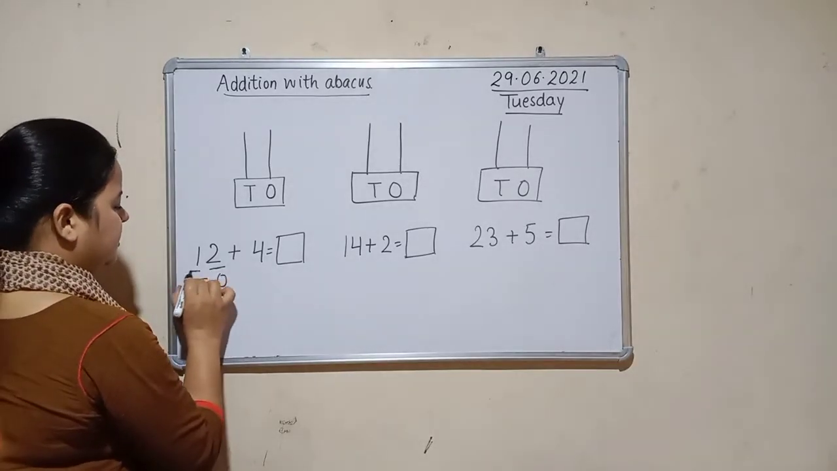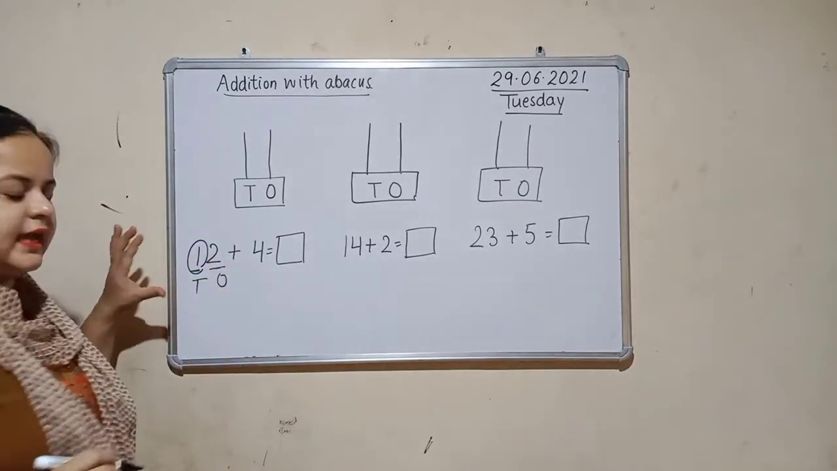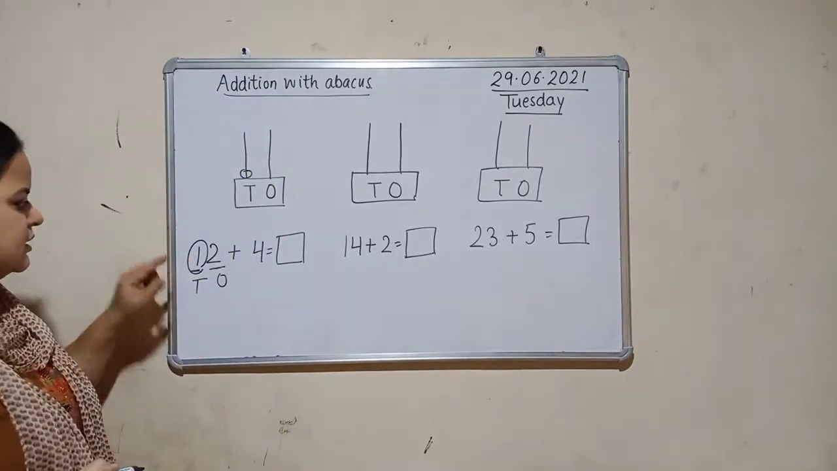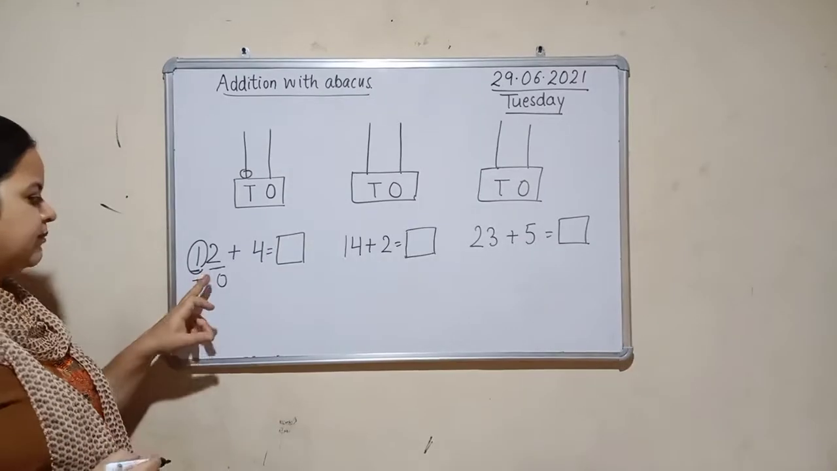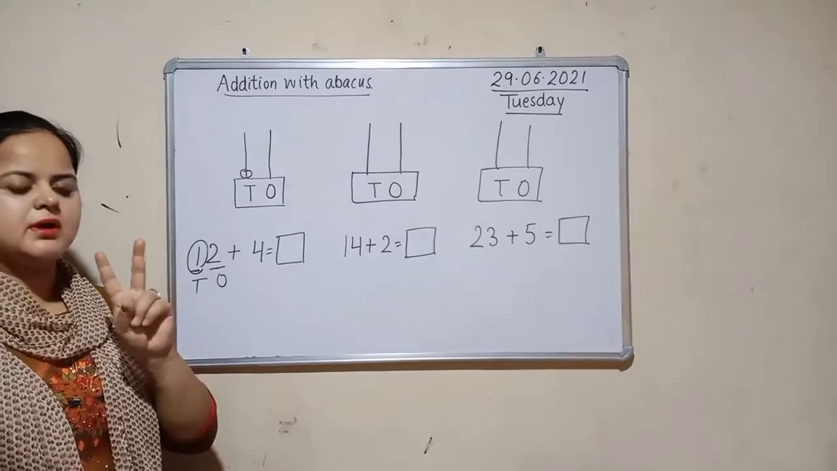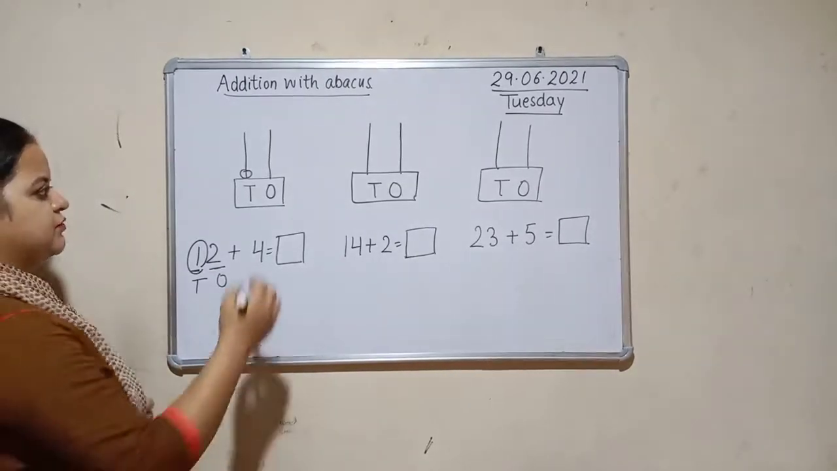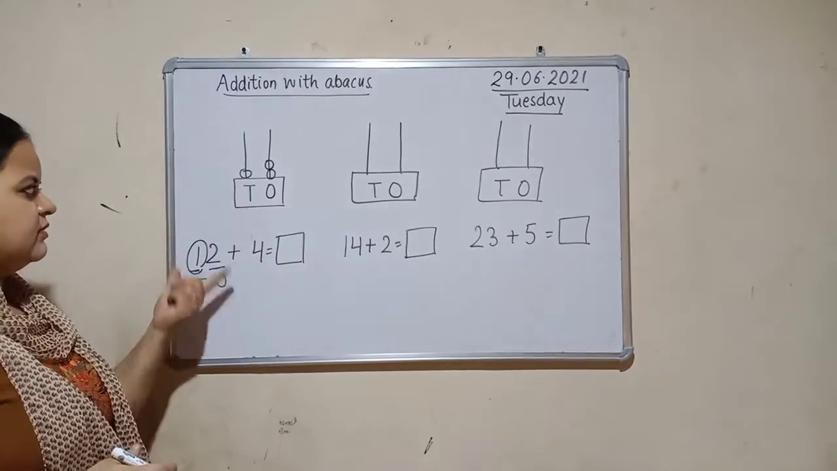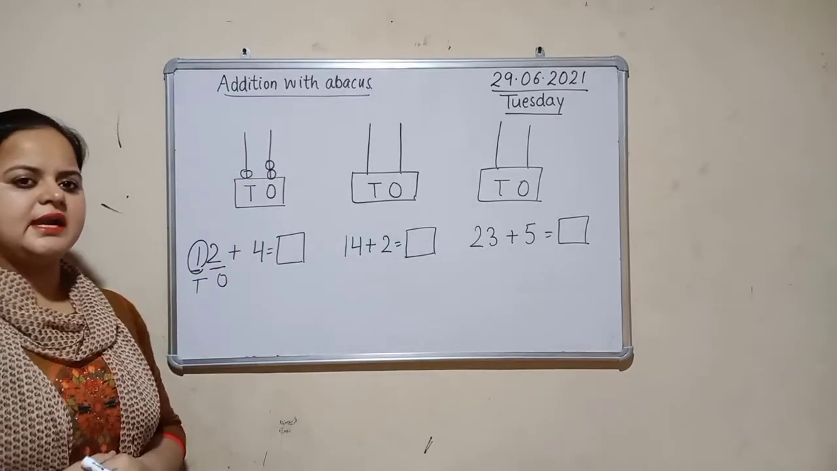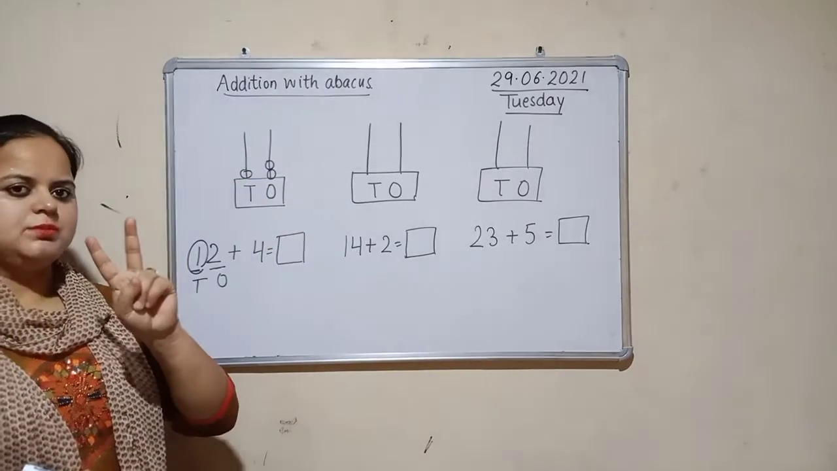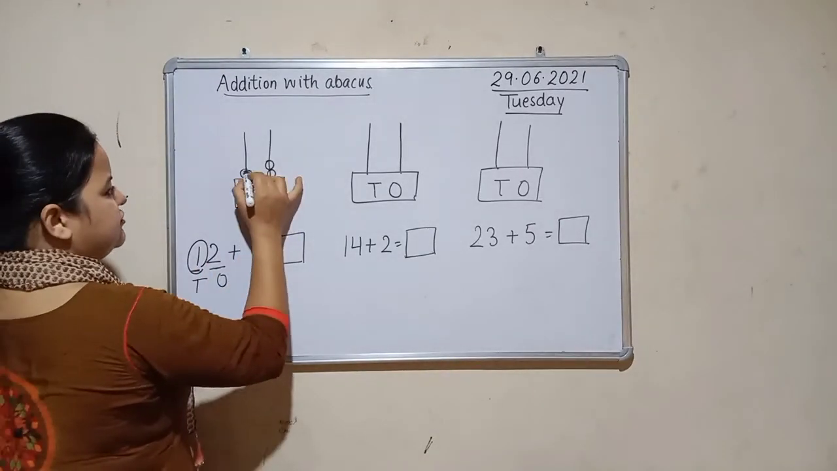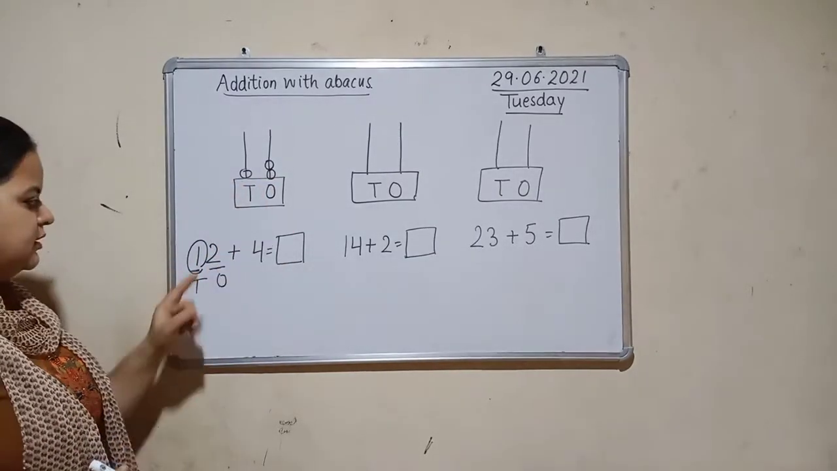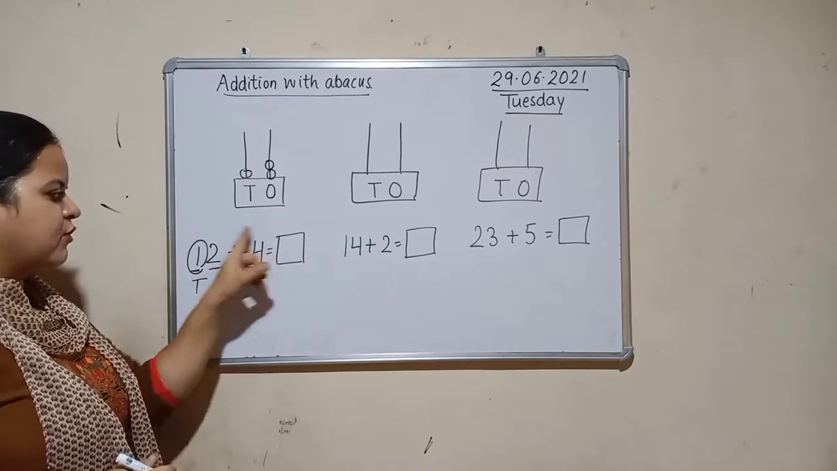In 12, T means tens, so 1 is tens here. On tens side we will make only one bead because here we have only one. On ones side we have number 2, so we will make 2 beads here, 1 and 2. Now this is 12, 1 on this side and 2 on this side. This is only 12. Now we will add number 4 in it.